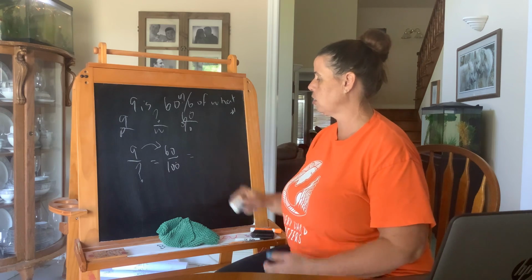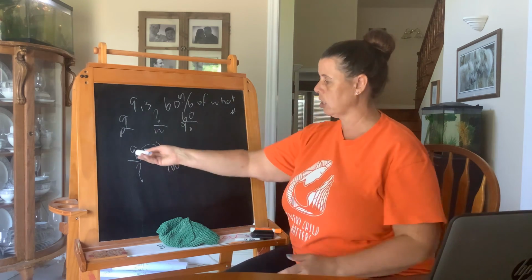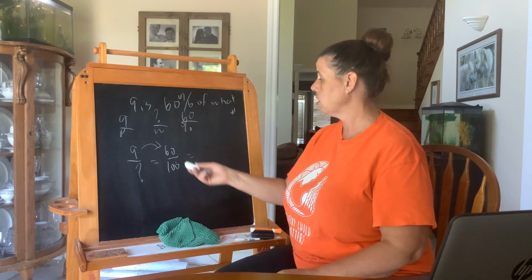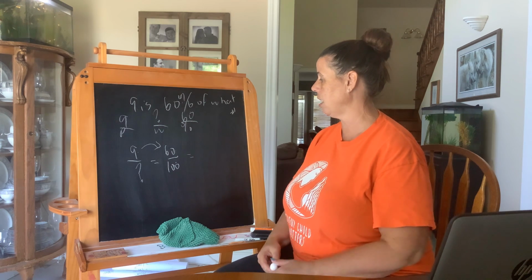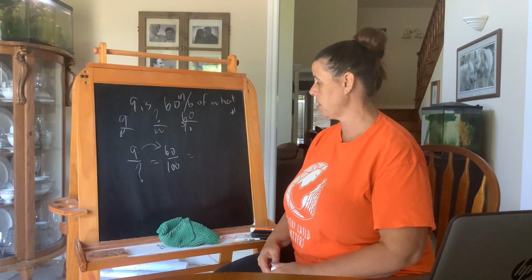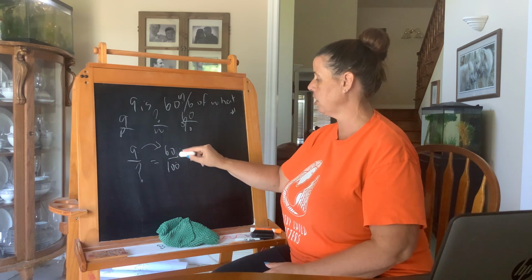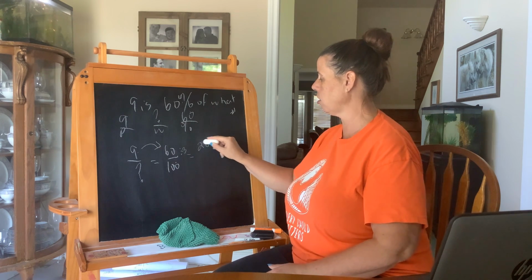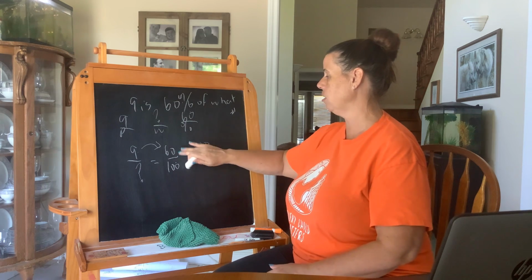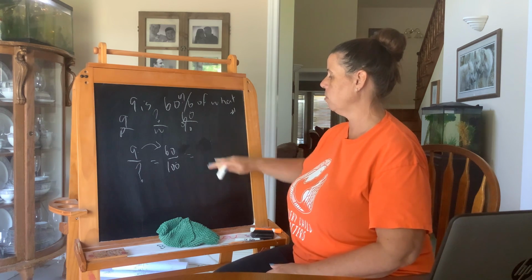So let's try, when I look at 9, I'm thinking of 3. So I need this to come down to some multiple of 3. So 3 goes into 60 20 times. So if I divide by 3, I get 20 here. Oh, 3 doesn't go into 100. So that won't work.